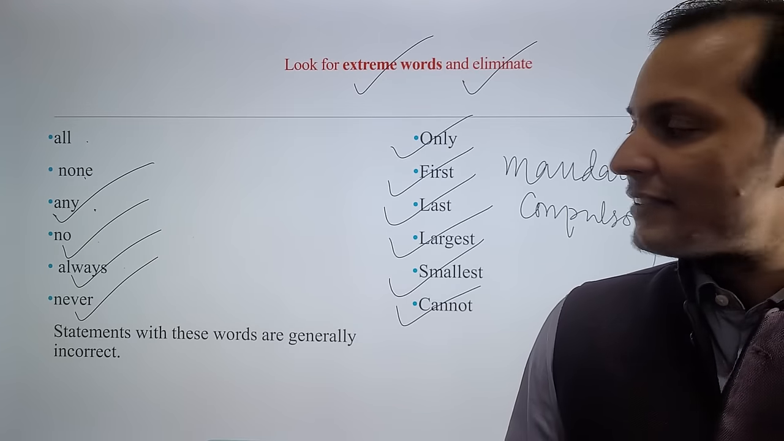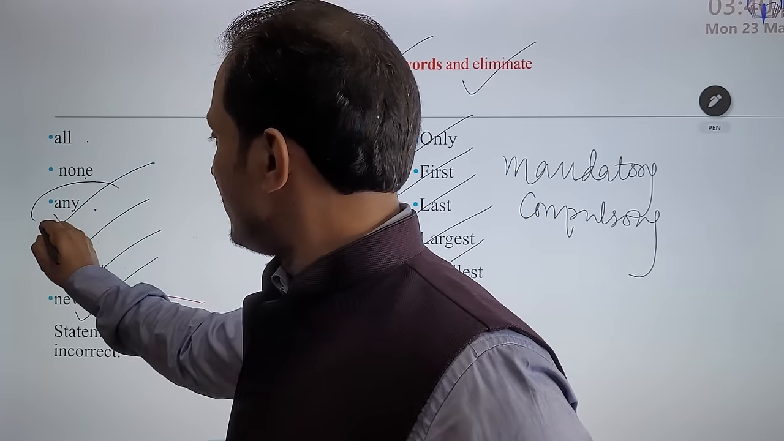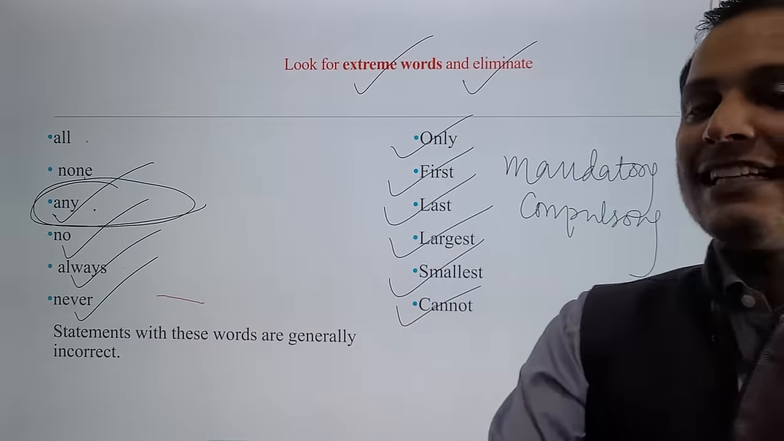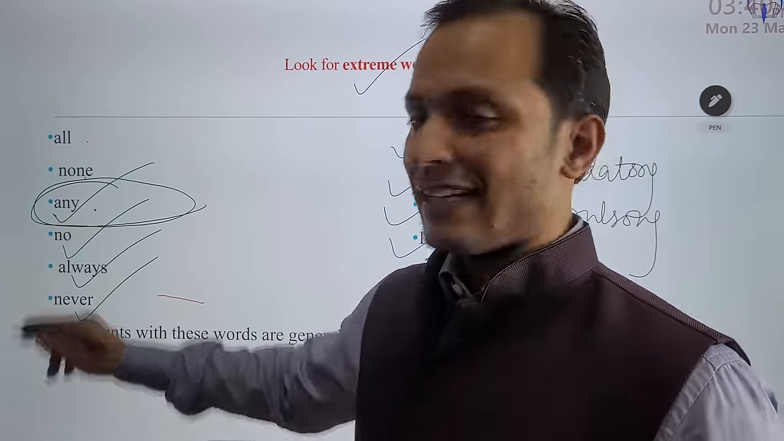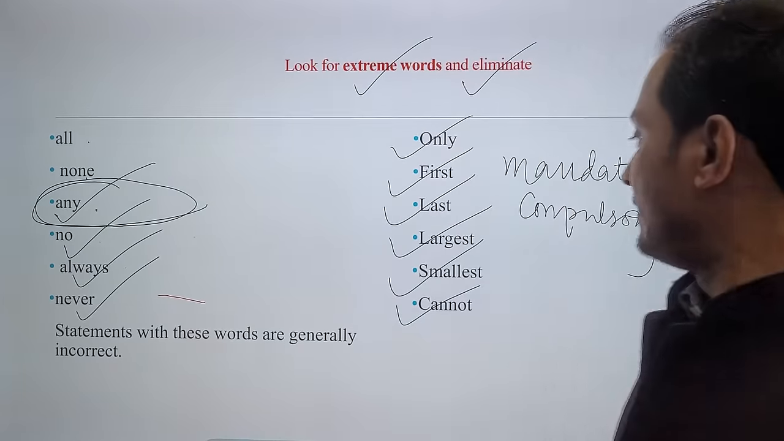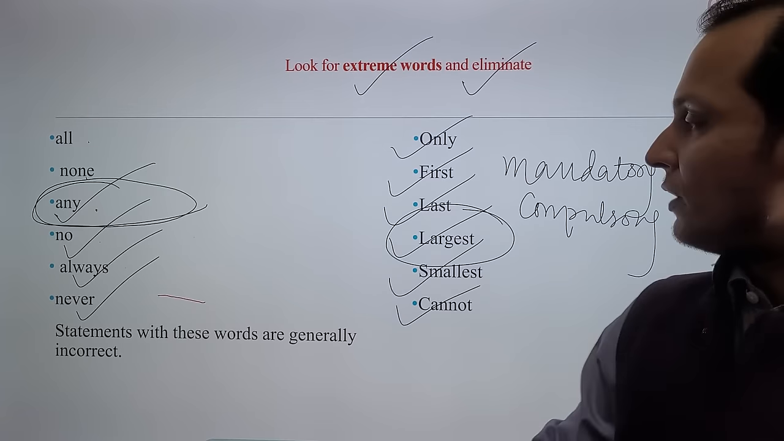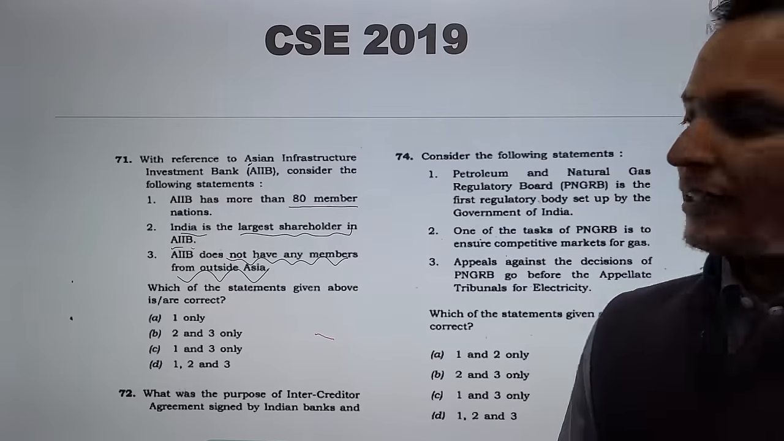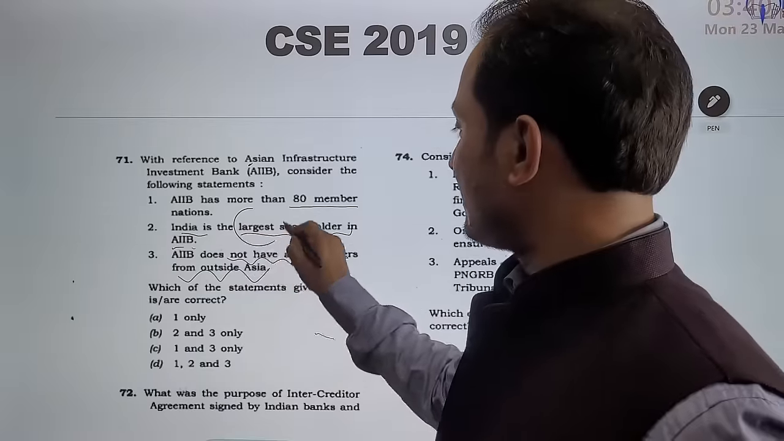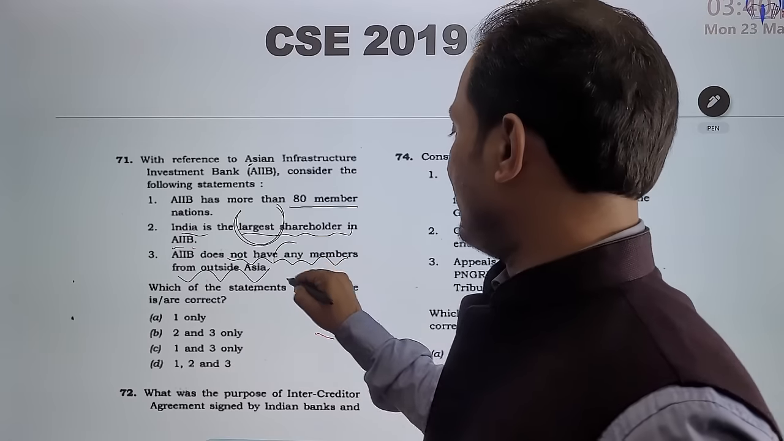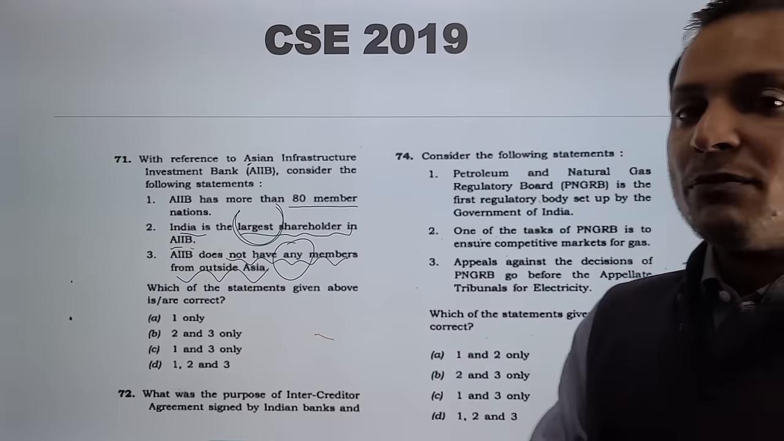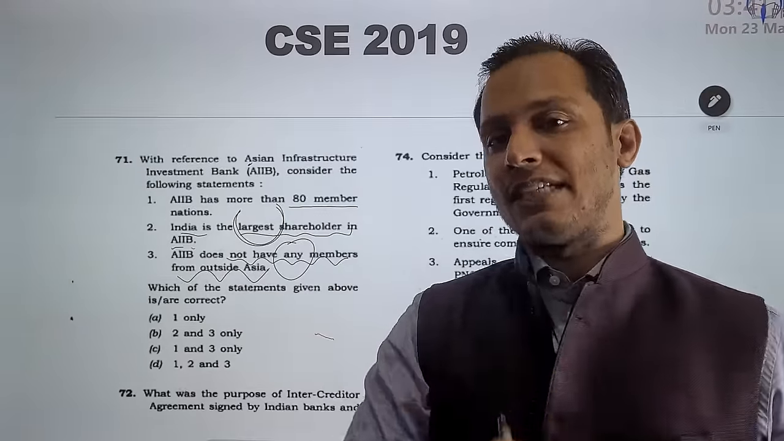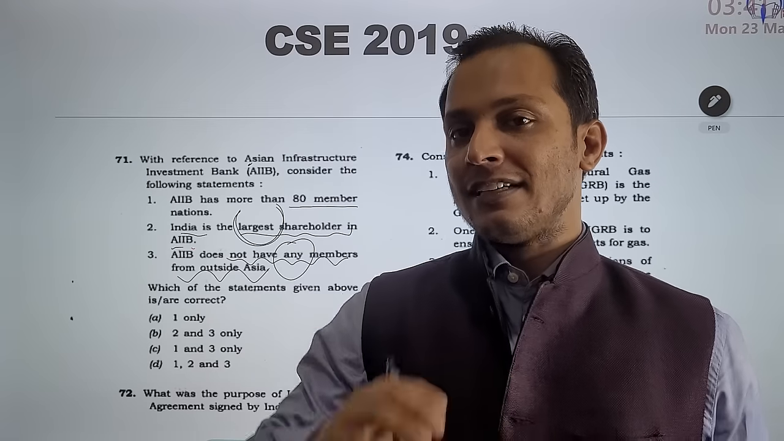Let us go back to those extreme words. What can we see? We see that here they are using one extreme word which we have given you in the list of extreme words which are generally incorrect in the UPSC. That extreme word is any. And the next extreme word is largest. So in this question they are using both largest and any. So these two statements will be incorrect, because they are using these extreme words, and generally in the UPSC examination, whenever they use these extreme words, they are incorrect.